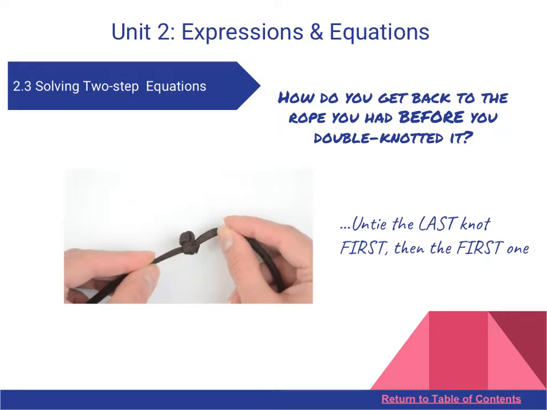So when looking at this with solving the two-step equations, thinking about the way that rope is, how do we get back to the rope we had before we double knotted it? The rope would be like a single rope with no ties, no knots, nothing in it. And if we tie it up, tie it again, we just double knotted it. In order for us to undo, we have to undo the last knot first, and then we have to undo the first one.